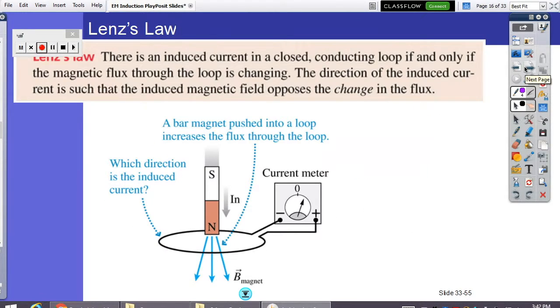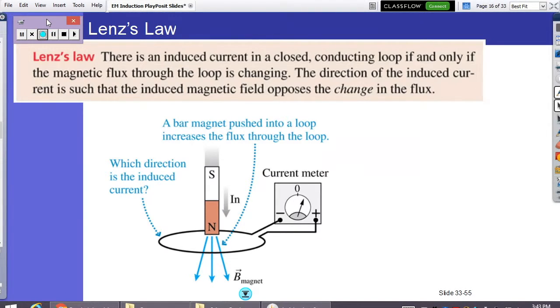All right. Lenz's law, though, we still got to figure out. Now that we've got flux under our belt, we can come to this thing, Lenz's law. Lenz was a different guy, not Faraday. Lenz's law states that there is an induced current. You get an induced current in a closed loop if and only if the magnetic flux is changing. Is our flux changing? If our flux is changing, we will get an induced current. And the induced current takes on a direction to try and fight the change in flux.